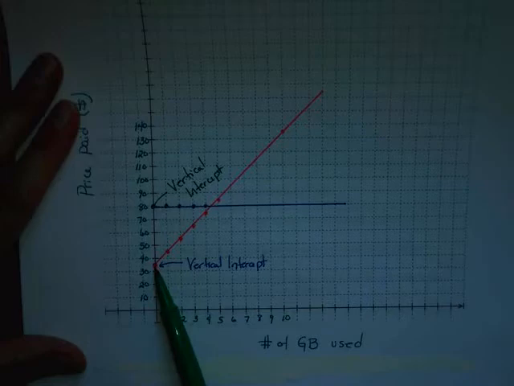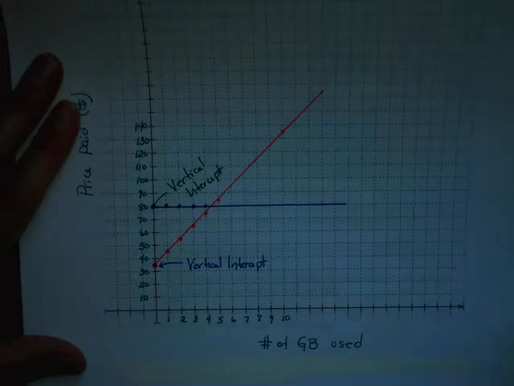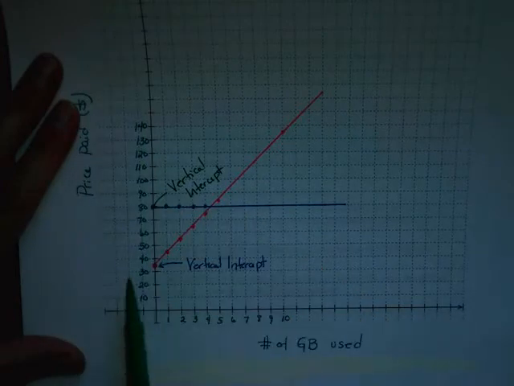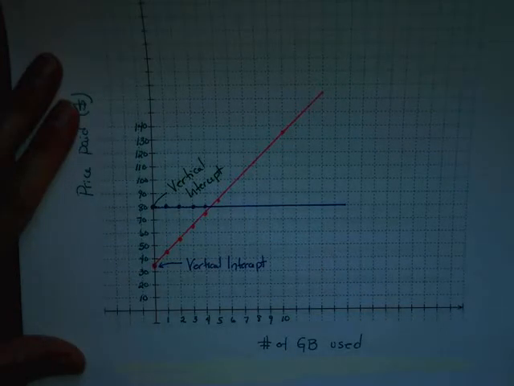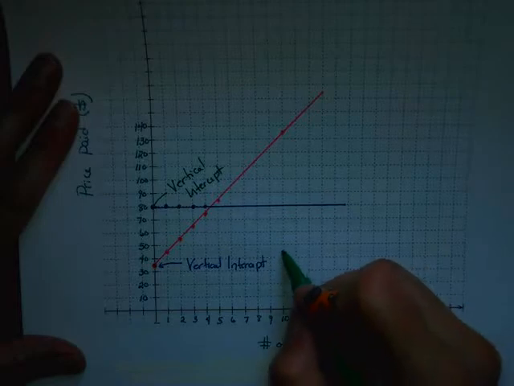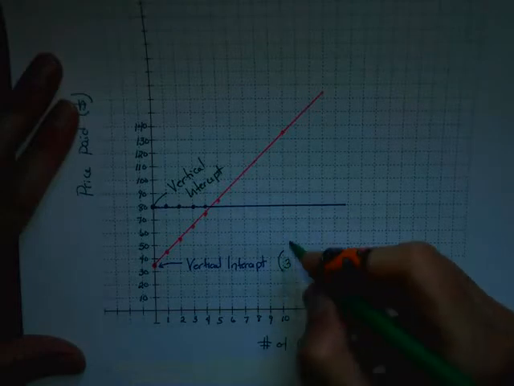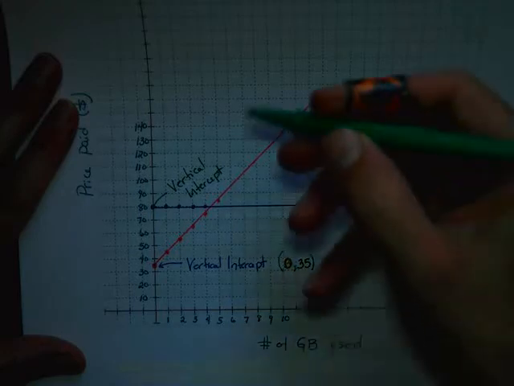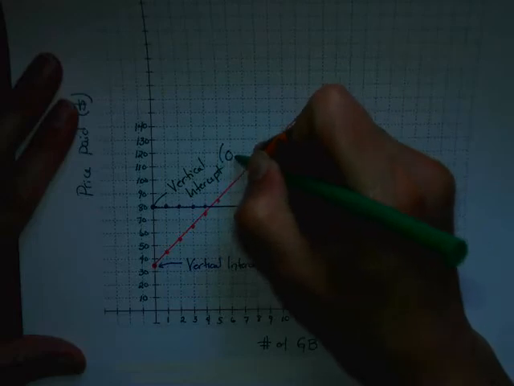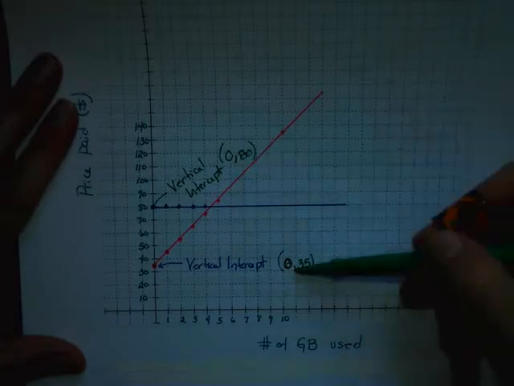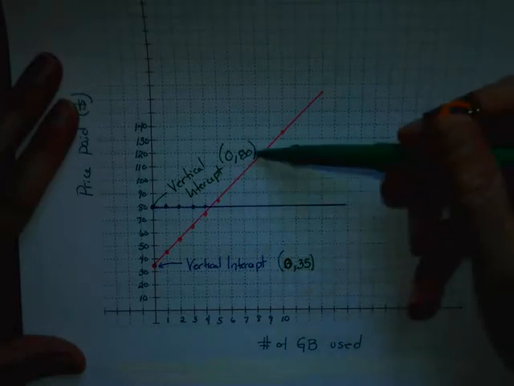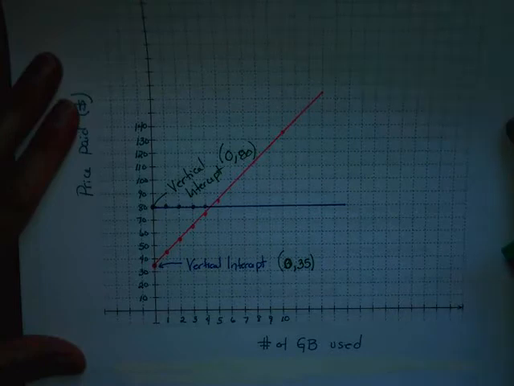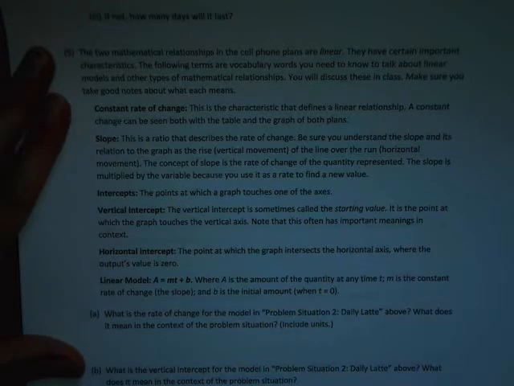All right, so the vertical intercepts are those points that are on the vertical. They have a y value but no x value. So this vertical intercept would have been 0, 35. And this one would have been 0, because you didn't go to the right at all, 80. But you went up 80. So there's no input. The input is 0, and the output is whatever is on your vertical axis. And these don't have a horizontal intercept, so we're not going to worry about those. And we're going to talk about this linear model in a little bit.